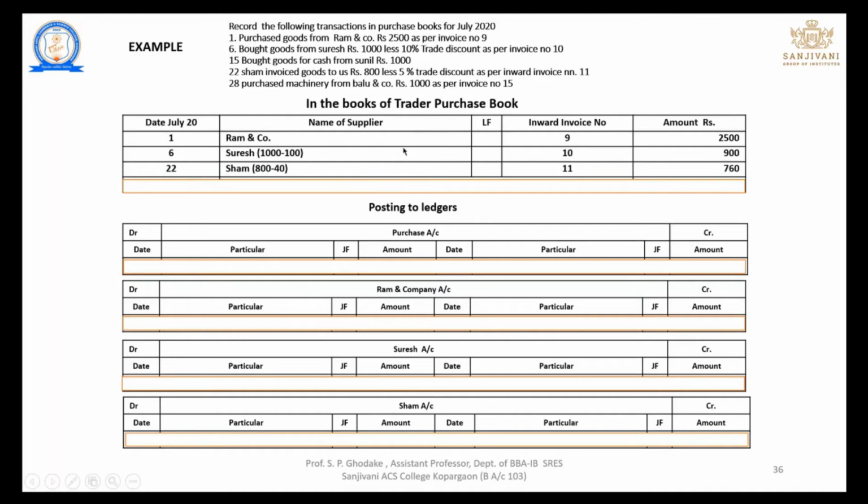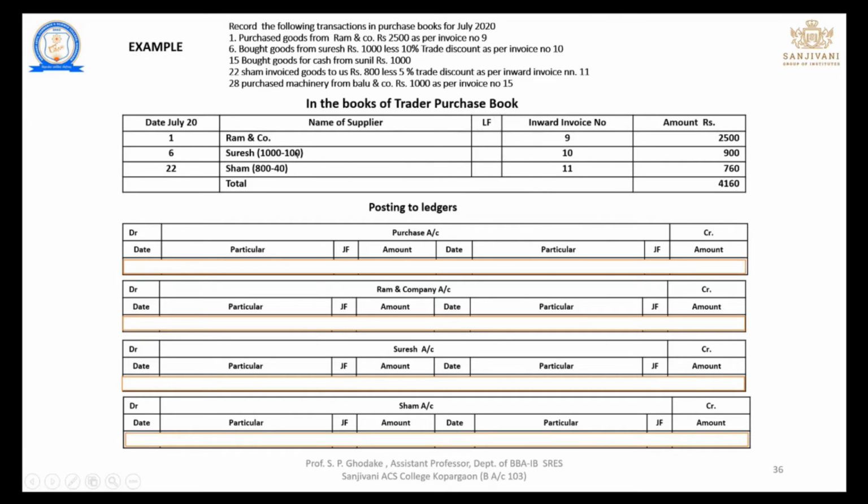The cash transactions and the purchase of assets are not included in the purchase book. So now, as we have been done with putting all the transactions into the purchase book, now we need to do the tally. We have to add all the amounts and you will get 4160 as a total. Now it's time to post them into the respective ledgers.